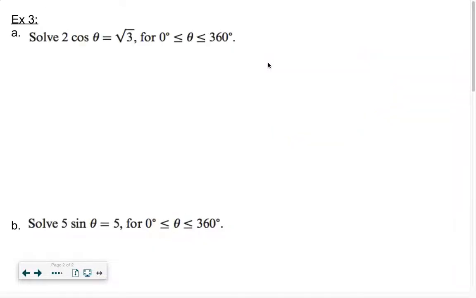Example number 3 is really just doing some algebra skills, but now we need to work on solving for theta, and using the idea of the inverse trig function being the inverse of the trig function. 2 times the cosine of theta is equal to the square root of 3, and they want us to give our answers for any degree between 0 and 360. So first thing, again, we're solving for theta. First thing we want to do is divide by 2.